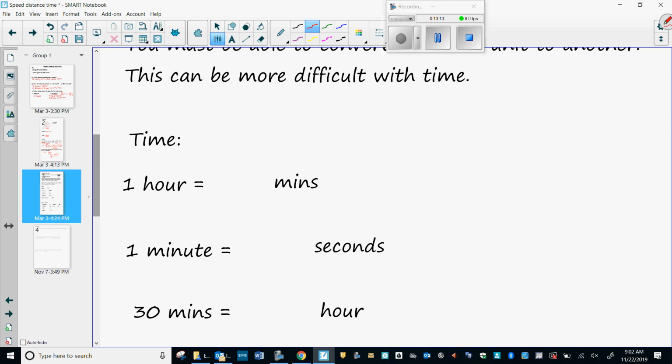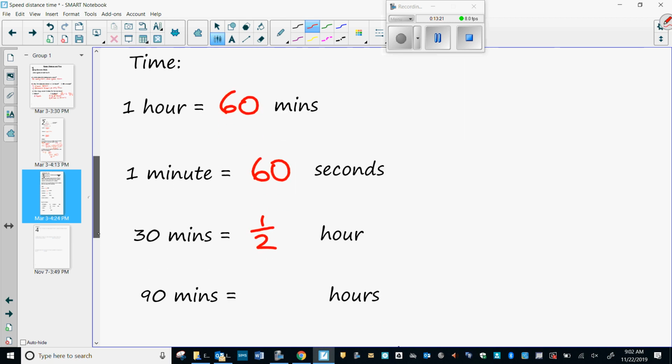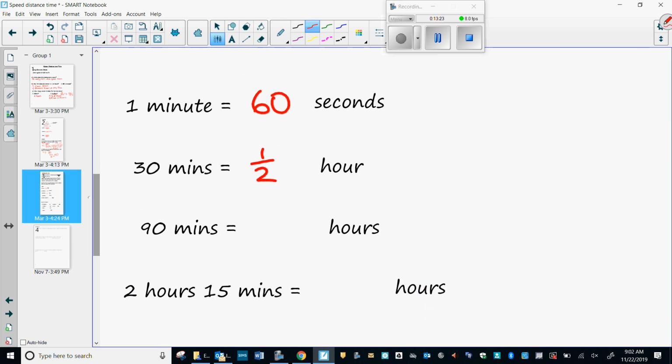1 hour is 60 minutes. 1 minute is 60 seconds. 30 minutes is a half, 0.5. I'll put it as a fraction and a decimal. 90 minutes is 1.5 hours. 2 hours and 15 minutes is 2.25 hours.